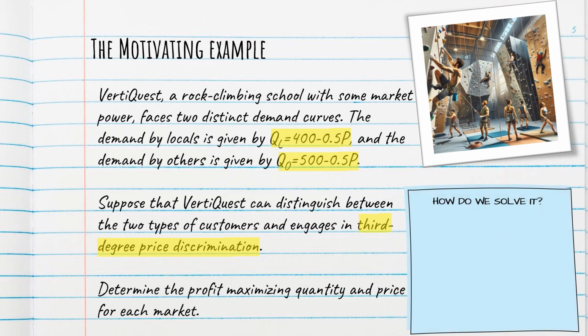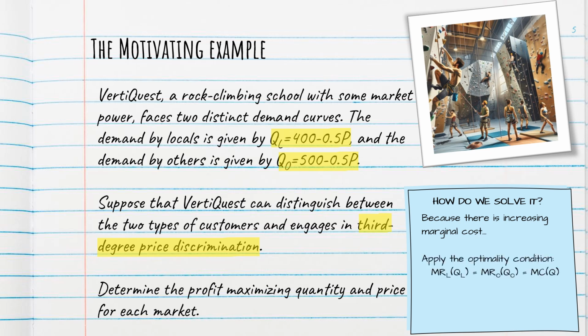How are we going to solve this question? Well, it turns out because we have an increasing marginal cost, we cannot just set each market's marginal revenue equal to marginal cost. Instead, we have to apply the optimality condition. The optimality condition is that the marginal revenue in the local market has to equal the marginal revenue in the other market, has to equal the marginal cost, where we have to be really clear and mention that the total number of units produced and sold by VertiQuest is equal to the sum of what they sell to locals and what they sell to others.